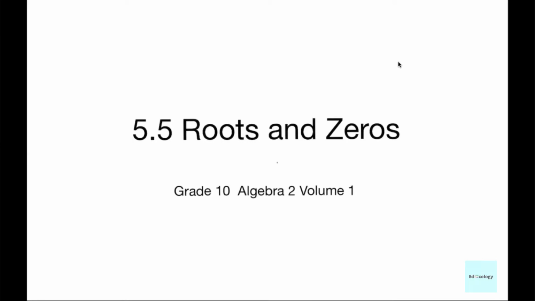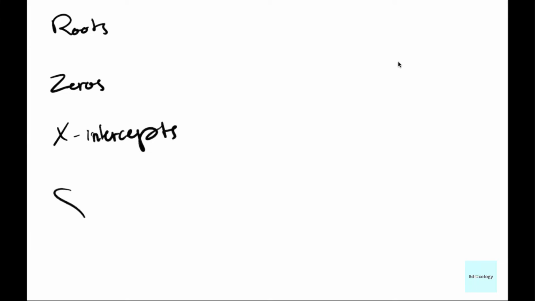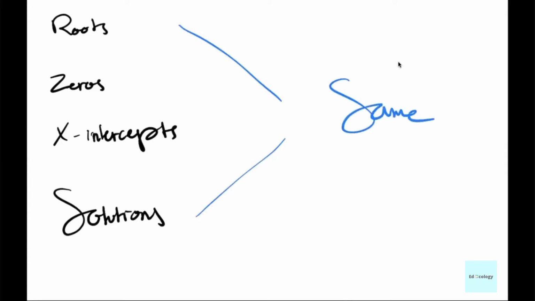Hi everyone, so today we're going to be covering lesson 5.5, roots and zeros. Now we have said before that roots, zeros, x-intercepts, and solutions, these are all the same. Okay, roots, zeros, x-intercepts, and solutions all have the exact same meaning.